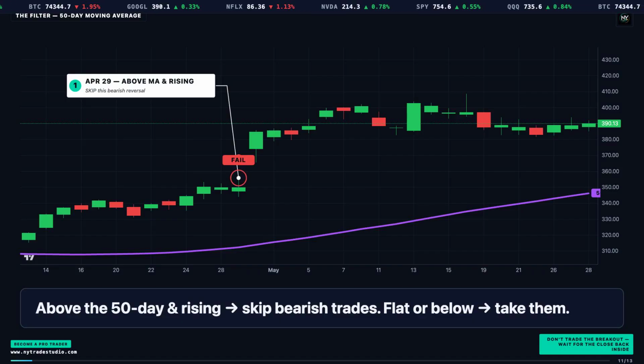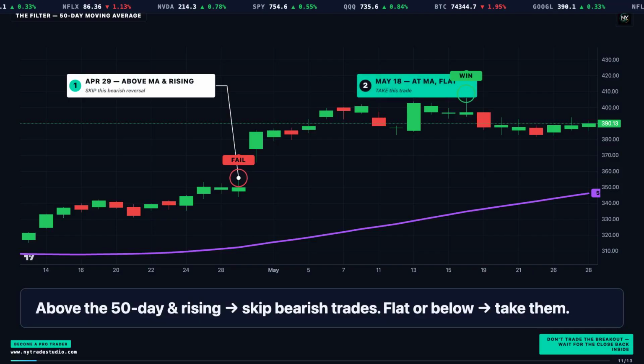Now look at May 18th, the trade that won. Price was right at the 50-day moving average and the line was flat. Trend not against you. Take the trade. One simple rule. If price is above the 50-day and rising, skip. If price is at or below the 50-day and the line is flat or falling, take it. The technical signal is necessary, but the broader trend has to not be fighting you.